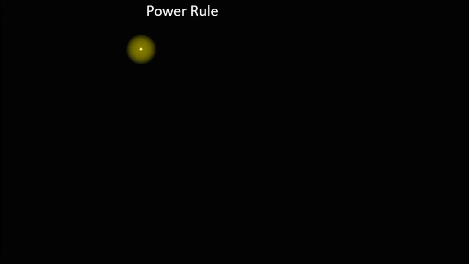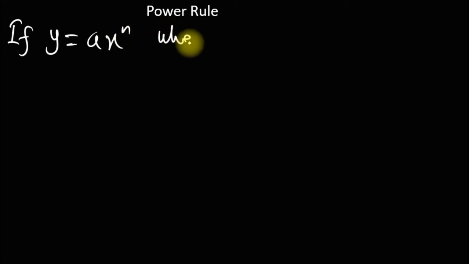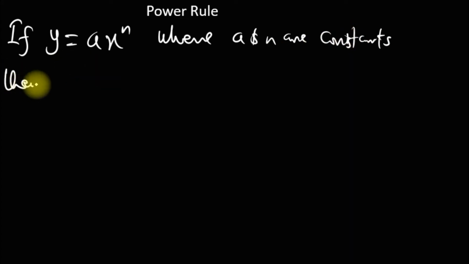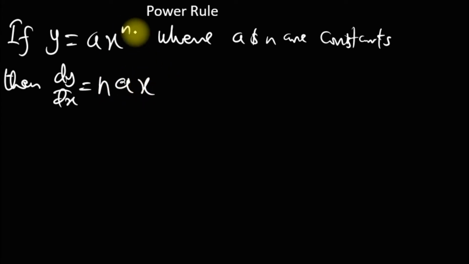So we are on power rule of differentiation. The power rule states that if we have a function y equals ax raised to power n, where a and n are constants, then dy/dx, that's the derivative, is just the product of the constants, na, and the power minus 1. So that's what the power rule states.